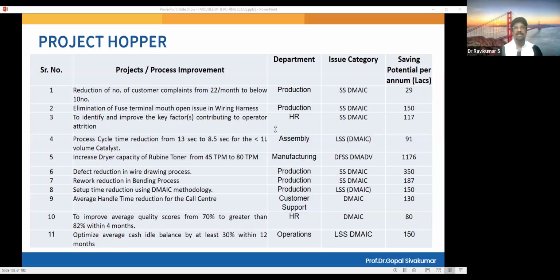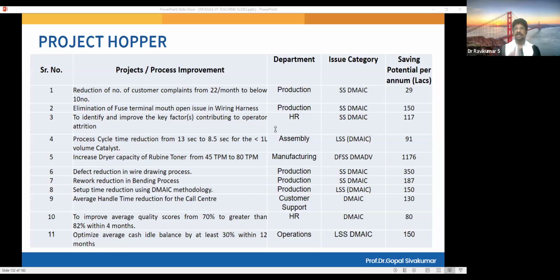So let us look into the first. Let us see the examples and identify from the list the details of the project, which is in the hopper. Reduction of number of customer complaints from 22 per month to 10. Okay, this is a concern with the production department. So it is a Six Sigma DMAIC project.